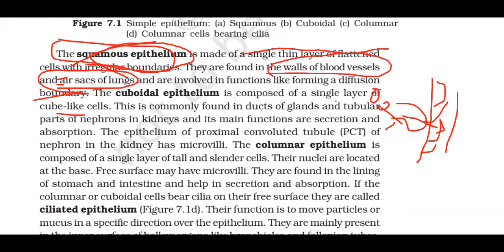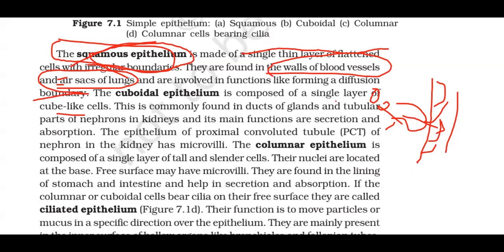Sir, is there any other location where squamous epithelium is present, or only these two regions? These two regions. Okay, sir. It is fixed for any organ, sir? Yes. You see, we are humans, right? So every human body has similar types of tissues only. That is not changeable actually. Okay, sir.